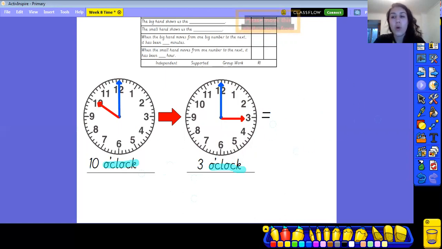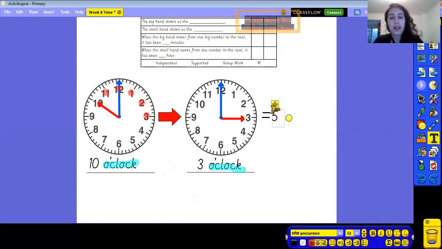We've moved in whole hours because the minute hand has ended up back to where it started. It's the hour hand that has moved. So if we look at the hour hand, we can see it's moved from the 10 all the way to the 3 on this one. So this is where it started. So when it moved from 10 to 11, that's been 1 hour, 2 hours, 3 hours, 4 hours, 5 hours. So this clock has moved 5 hours.